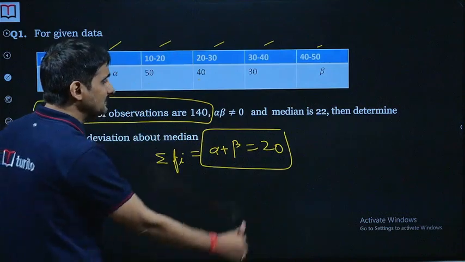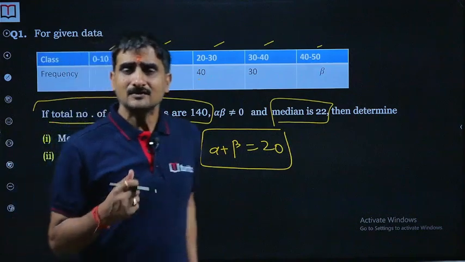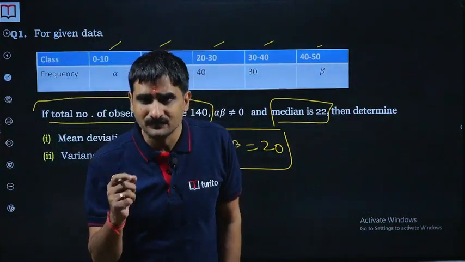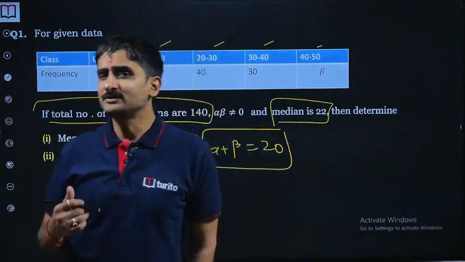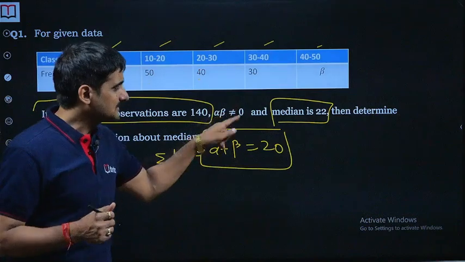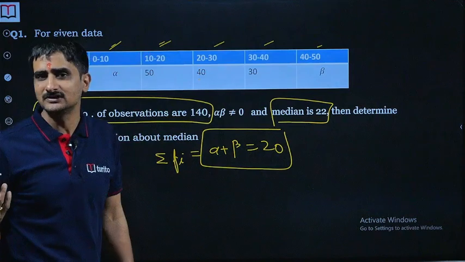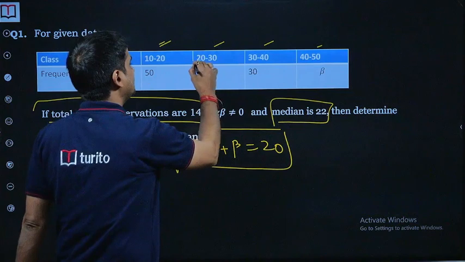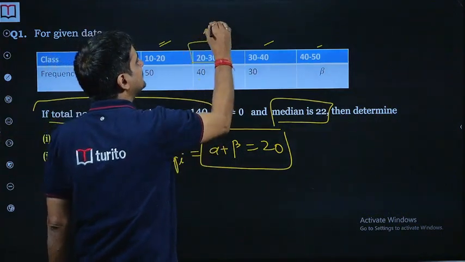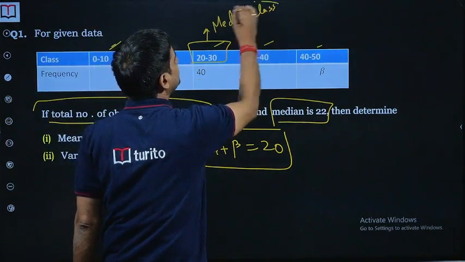Now if the median is 22, what do we understand by median? Median is the middle observation. Now median is given to be 22. That means if these are the marks, 0 to 10, 10 to 20, 22 marks is the median. Where will it lie? It will lie here only. So that's the median class here, since it's given.